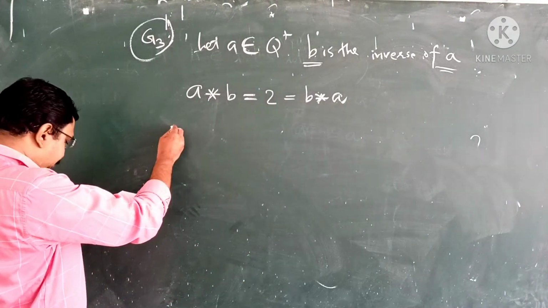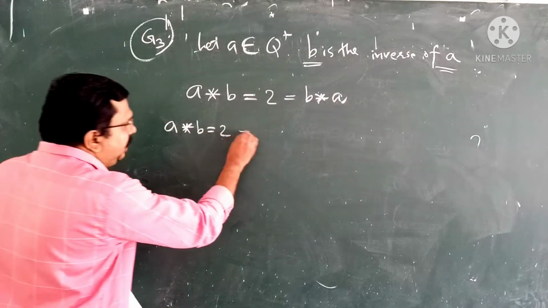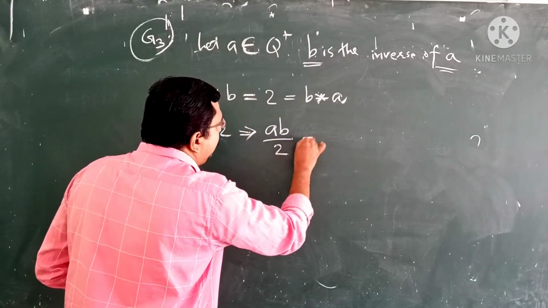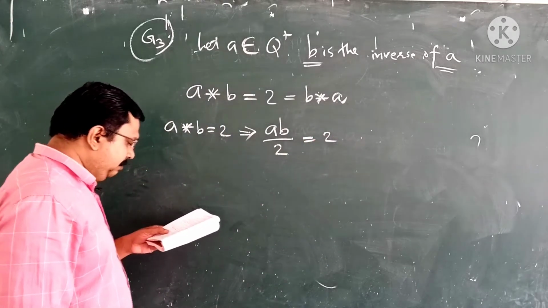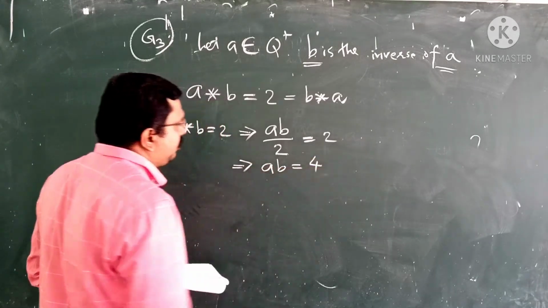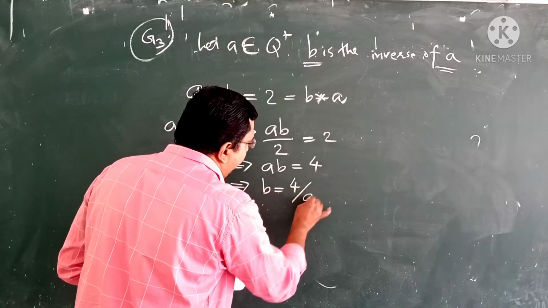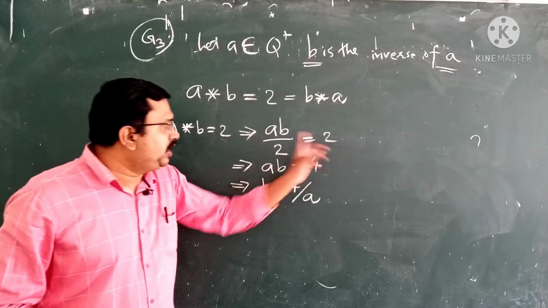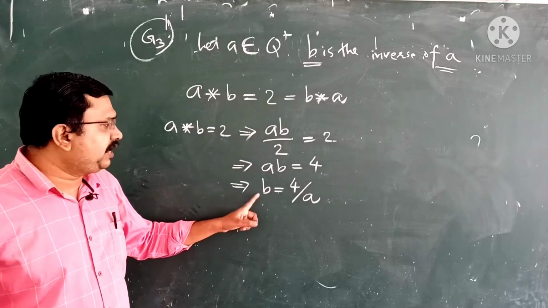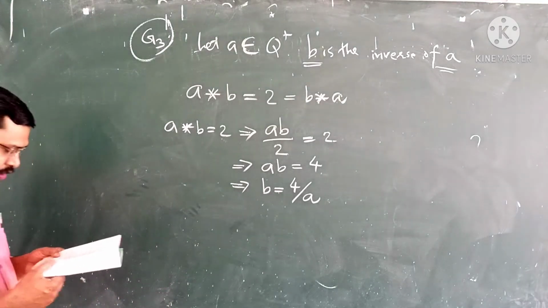But we know that A star B equal to 2, which implies what is A star B? We know that is AB by 2 equal to 2, which implies AB equal to 4. AB by 2 equal to 2, then A into B is equal to 2 into 2, that is 4. Then we can write B equal to 4 by A.